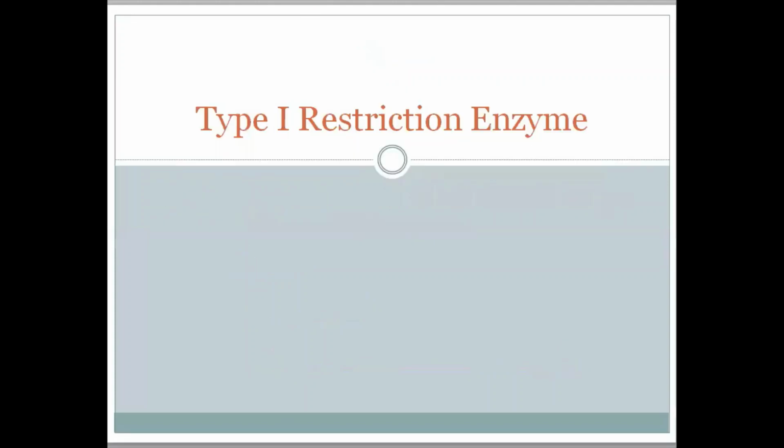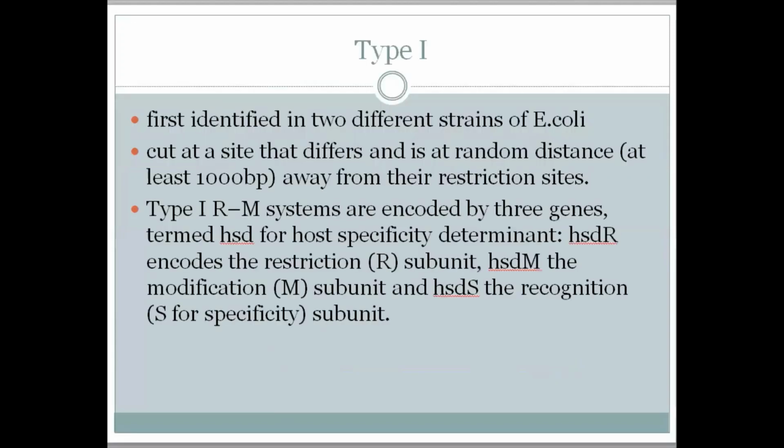So let's learn one by one. The first one we are going to learn is type 1 restriction enzyme. In today's video, we are only going to deal with type 1 restriction enzyme. In further videos, we'll be learning about type 2, type 3, and type 4. So what is type 1 restriction enzyme? Type 1 restriction enzyme was first identified in strains of E. coli. And where do these enzymes cut? They cut at a random distance, at least 1,000 base pairs away from the restriction site.